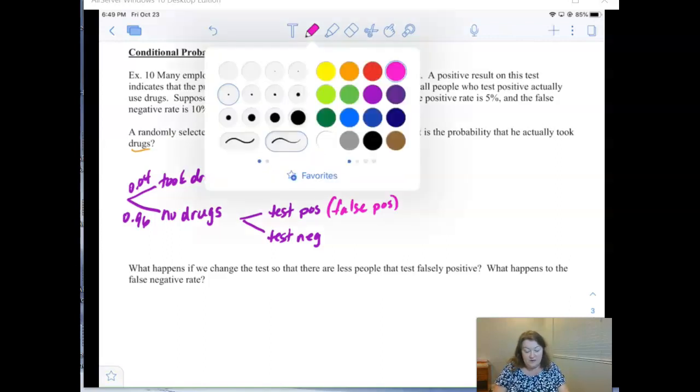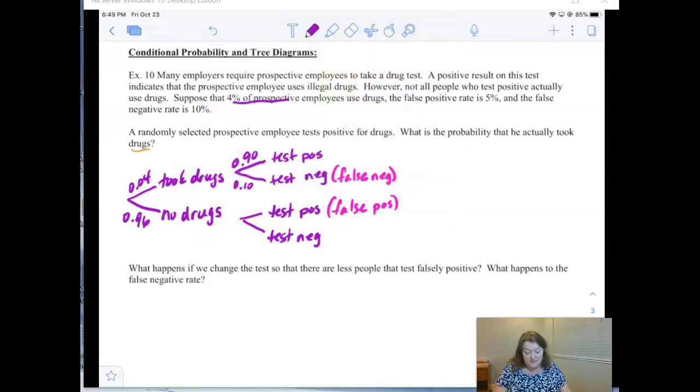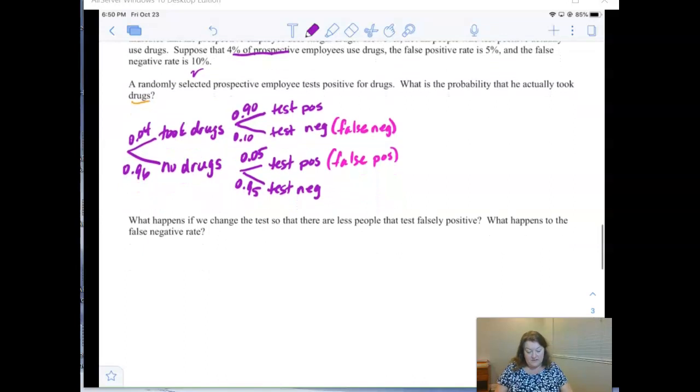Okay, so going and putting all of those numbers in. So we've already done the 10. So we still have a 5% for a false positive. So that's going to go right here. And that means 95 go over here. All right, so now we can start looking at the question. It says, what is the probability that he actually took drugs, knowing that he tests positive? What is the probability? So how would I write this?